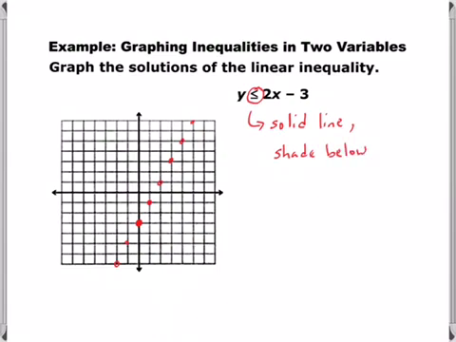So, solid line means we can go ahead and graph a solid line through the points. So we connect our points. There's our line, and then shading below would be down here. And so this region represents the solution to our inequality. So any point drawn from this area will satisfy the inequality statement provided.